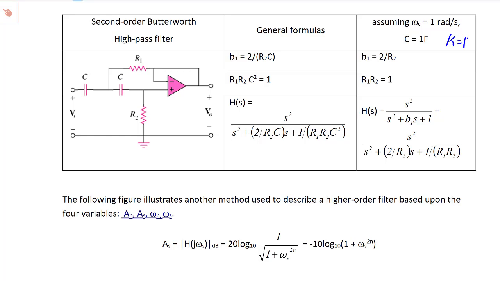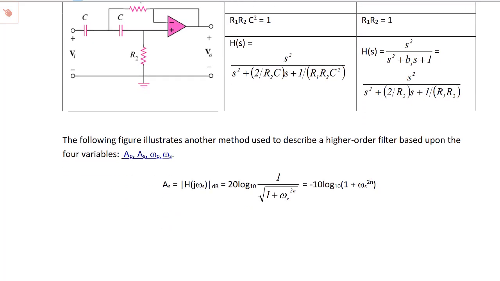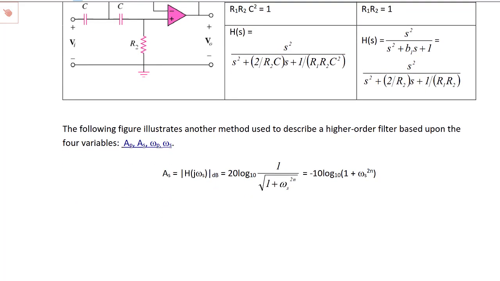The following figure illustrates another method used to describe a higher order filter based upon the four variables AP, AS, omega P, and omega S, so that you can determine the order of the filter based upon the passband, the stopband, frequency, and gain, where AS is equal to the magnitude of H of j omega s in decibels, or 20 log 10 of 1 over the square root of 1 plus omega s to the 2n, which equals negative 10 log base 10 of 1 plus omega s to the 2n.